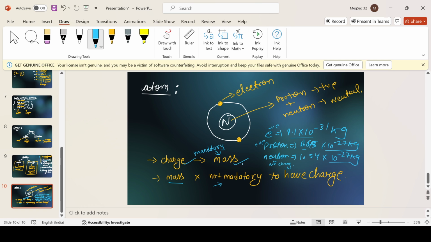ठीक है, yes sir, got it. ठीक. So just keep remember, it's also one of the property only.